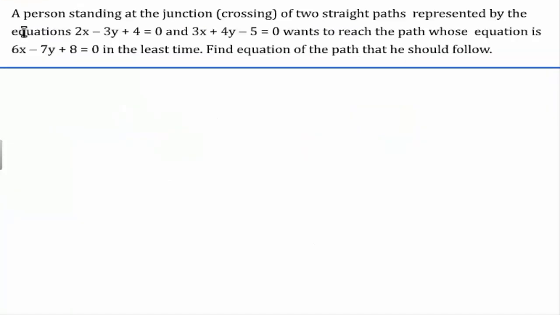In this question, a person standing at the junction of two straight paths represented by the equation 2x minus 3y plus 4 is equal to 0 and 3x plus 4y minus 5 is equal to 0, and he wants to reach the path whose equation is 6x minus 7y plus 8 is equal to 0 in the least time. Find the equation of the path that he should follow. Let us see the solution for this.